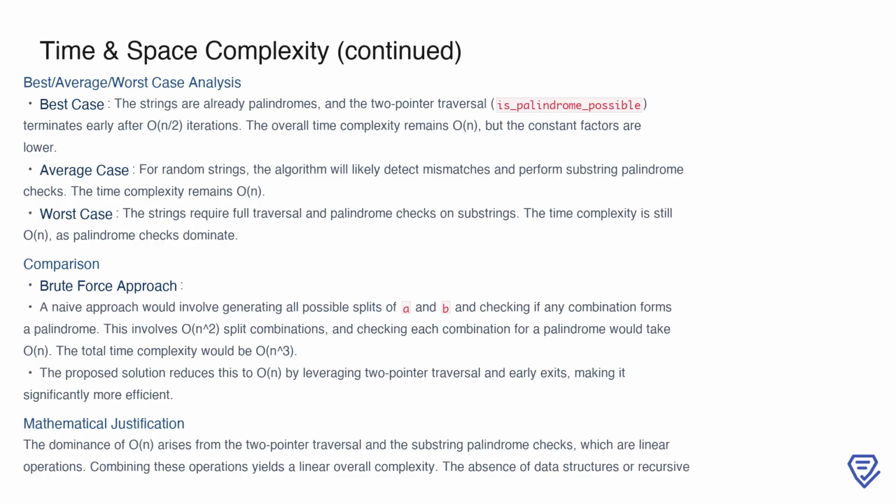To put this in perspective, a brute force approach would involve generating all possible splits of A and B, resulting in n² combinations. For each combination, checking for a palindrome would take O(n), leading to an overall time complexity of O(n³). By using the two-pointer traversal and early exits, the proposed solution reduces this dramatically to O(n), making it far more efficient. The linear complexity comes from the two-pointer traversal and palindrome checks, both of which are linear operations. Additionally, the absence of recursive calls or memory-intensive data structures reinforces the efficiency of this approach.